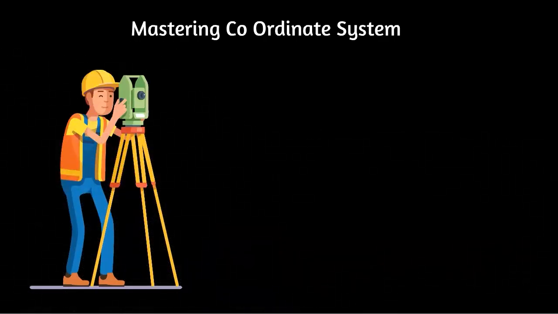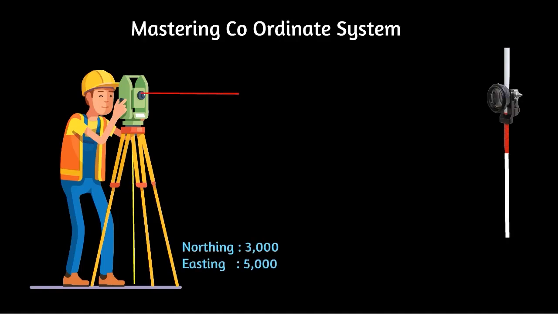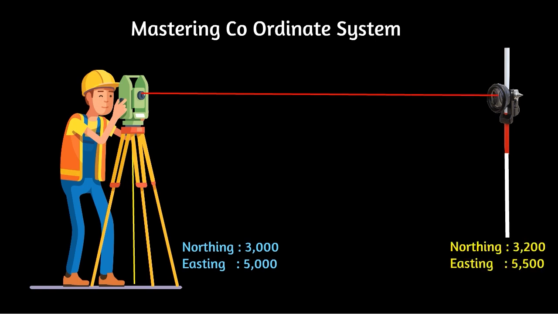The surveyor sets up the total station on a known point. It measures the angle and distance to another point. Using built-in formulas, it instantly calculates the new point's easting and northing coordinates.